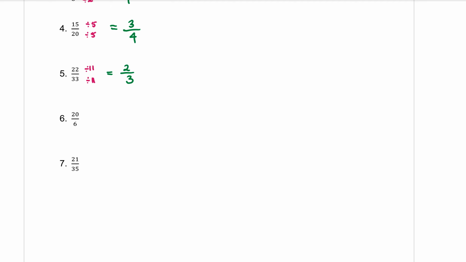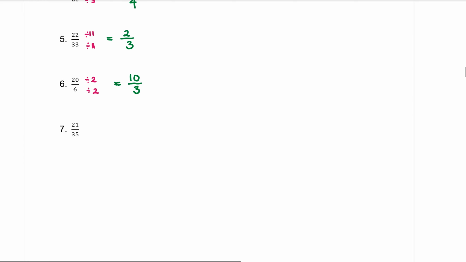Question 6, even though this is an improper fraction, we do the same thing. Both of those numbers can be divided by 2. So divide the top by 2, divide the bottom by 2. 20 divided by 2 goes 10 times. 6 divided by 2 goes 3 times.